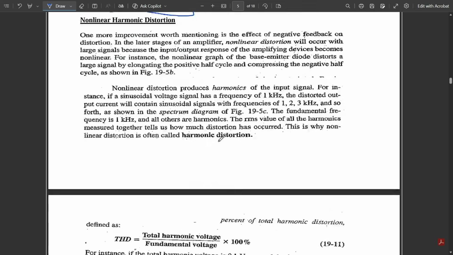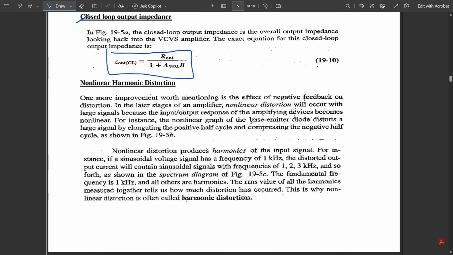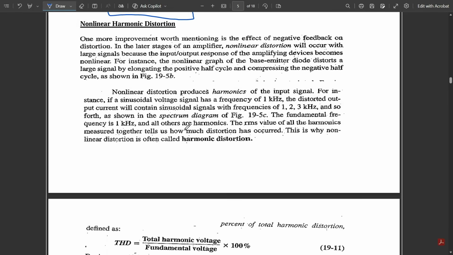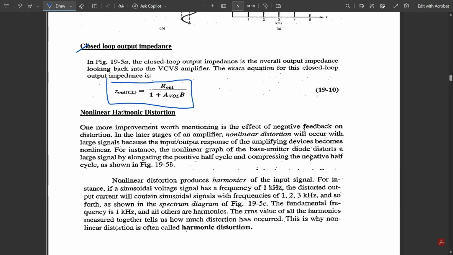Okay, so you need to remember this relation for input as well as output impedance of a VCVS amplifier. Other things are harmonic distortion and so on. Let us see the harmonic distortion part, one more equation for the VCVS amplifier. One is the non-linear harmonic distortion. One more improvement worth mentioning is the effect of negative feedback on distortion. In the later stages of the amplifier, non-linear distortion will occur with large signals because of the input-output response of the amplifying devices.